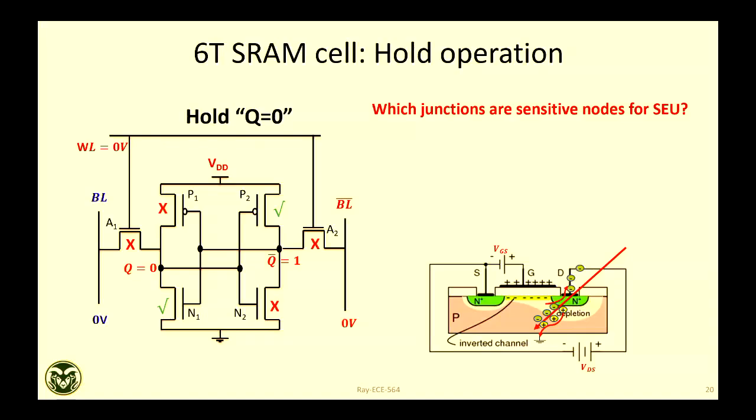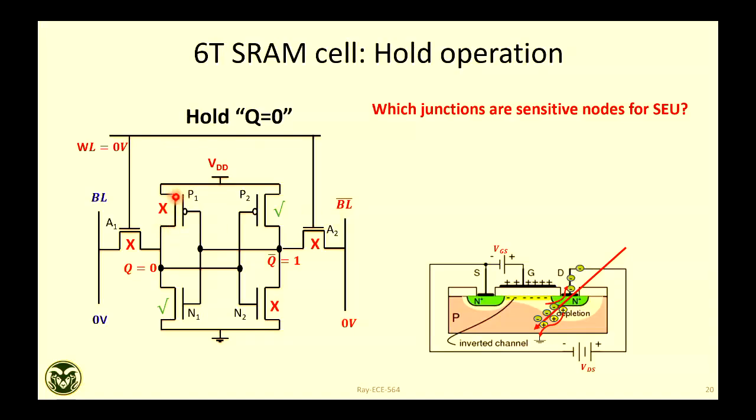A2 source. A2 source, yes, that is one. There are more. Anything else? A2 source is the correct answer, because if this node is hit, this will discharge this capacitor. Not through the bit line, through this ground substrate. What else can you see? P1. P1? Yes, the answer is correct. P1, this junction, drain.